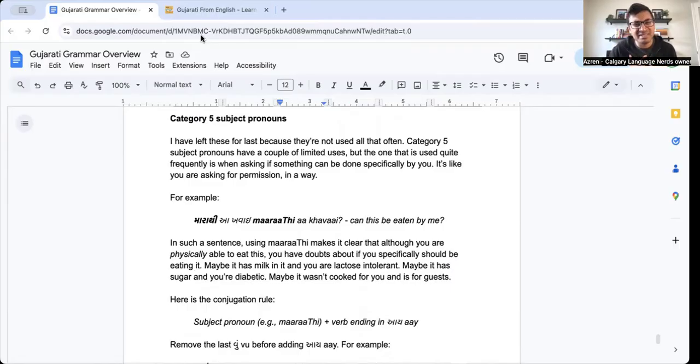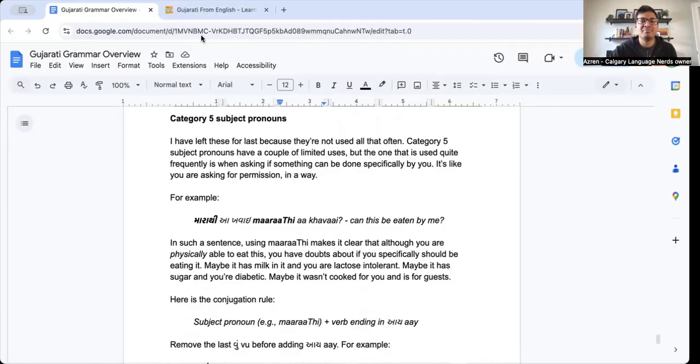Like, am I able to eat this? Maybe I'm allergic to milk and this has milk in it, or maybe I don't eat meat and I'm wondering, does this have meat? Like Marathi khavai, can this be eaten by me? Very, very limited use, as you can see.